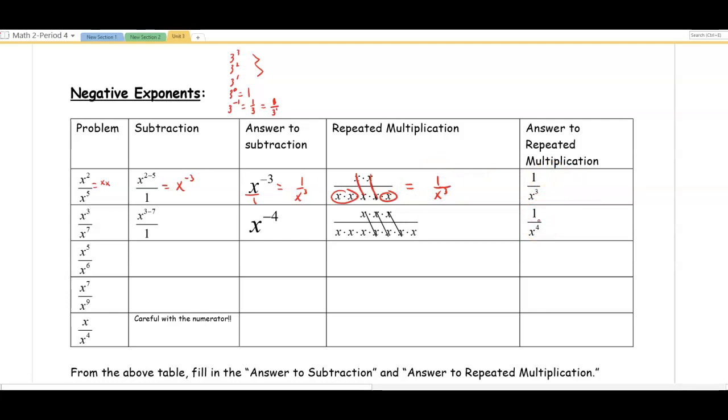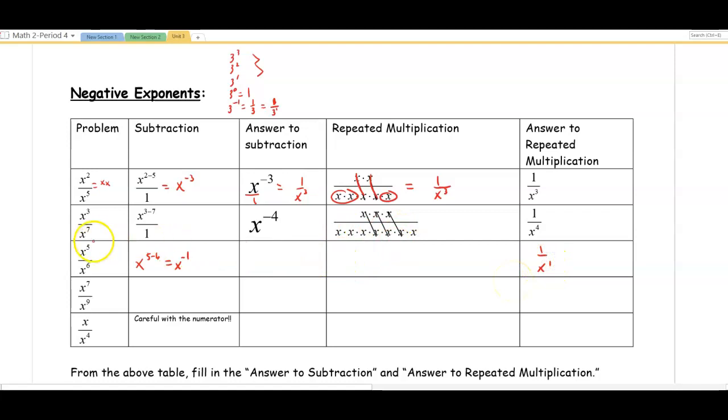So anytime we get negative exponents, remember, if they're in the numerator, you move them down, and if they're in the denominator, you move them up. So the next one, if I have x to the fifth over x to the sixth, I could subtract those and get x to the negative 1, but then I have to know that I have to bring that to the denominator to make that positive.